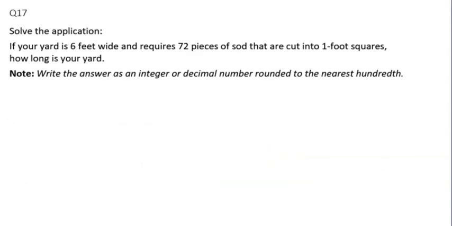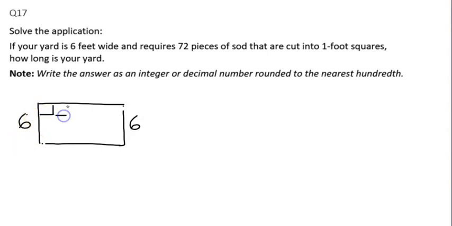Now we start with the word problems. Okay, so I have a yard that has width and length. So I'm talking about then what type of yard? What shape is that, if it has length and width? It can be a square or can be a rectangle. So my yard is 6 feet wide. So then this is 6, and here is also 6. It requires 72 pieces of sod that are cut 1 foot square. So I'm going to put grass here on my backyard.